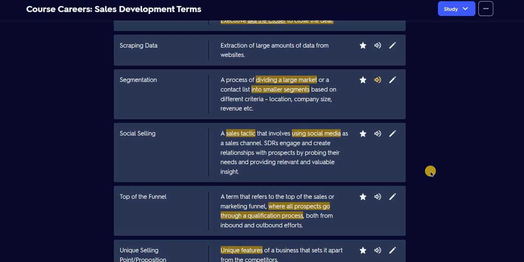Segmentation, a process of dividing a large market or contact list into smaller segments based on different criteria, location, company size, revenue, etc.